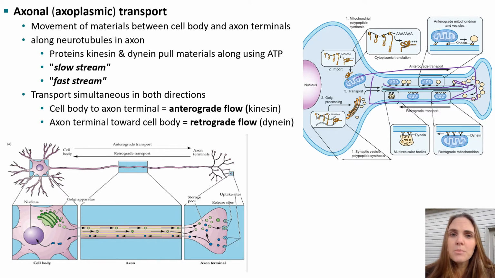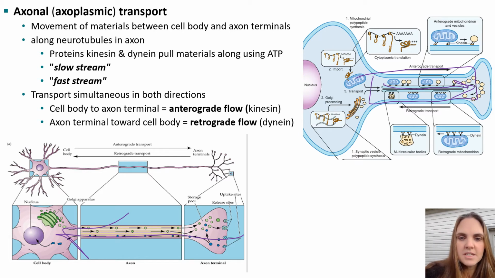We can also transport things in different directions. We can move things from the cell body to the axon terminal, and this is called anterograde flow, and the kinesin protein is what's going to be responsible for anterograde flow. And then we can also move from the axon terminal towards the cell body, and the dynein is going to be responsible for that movement.